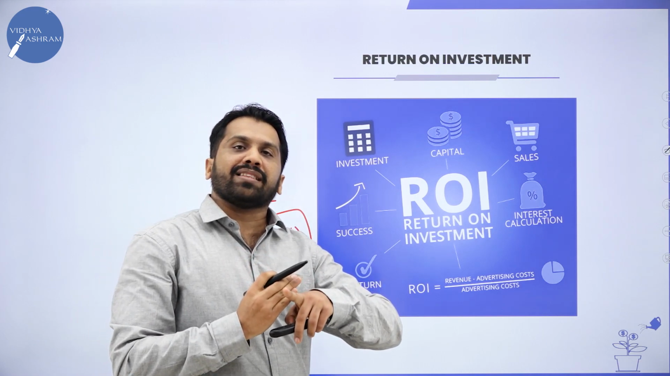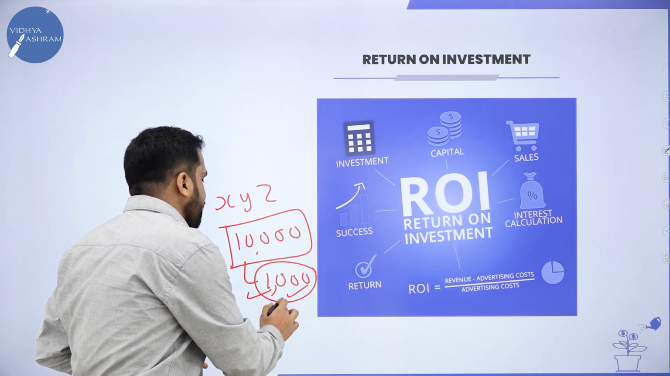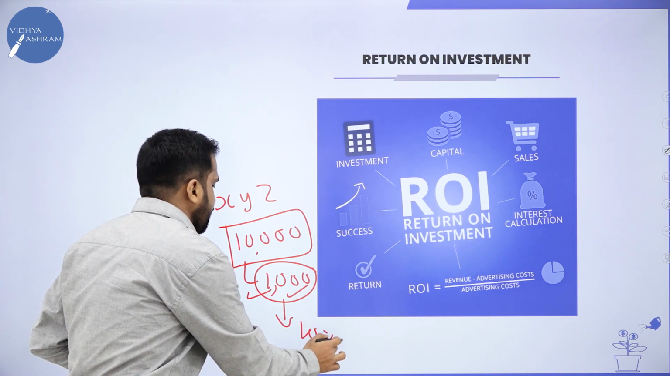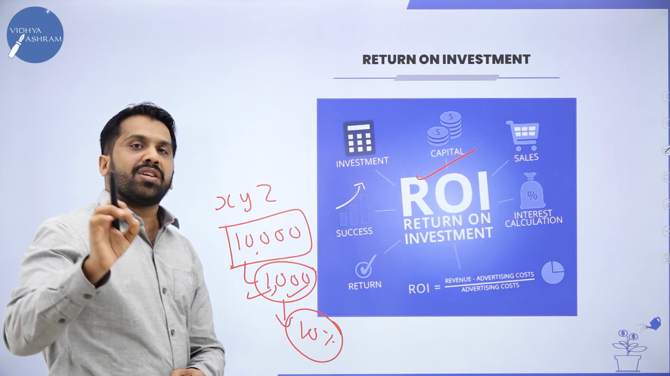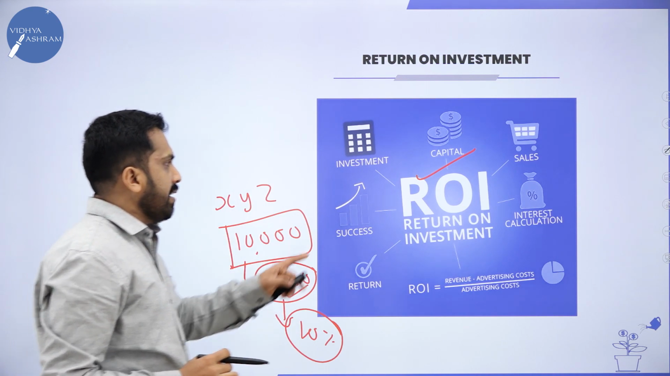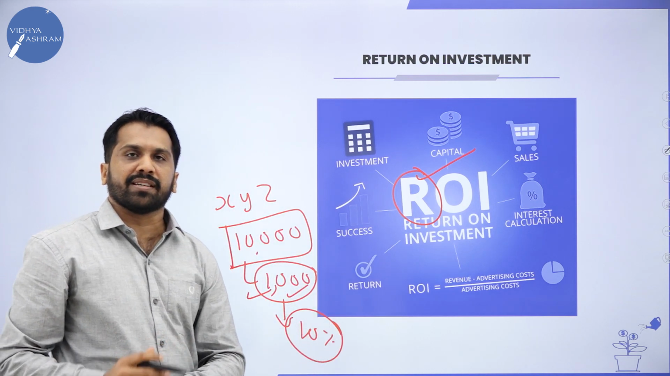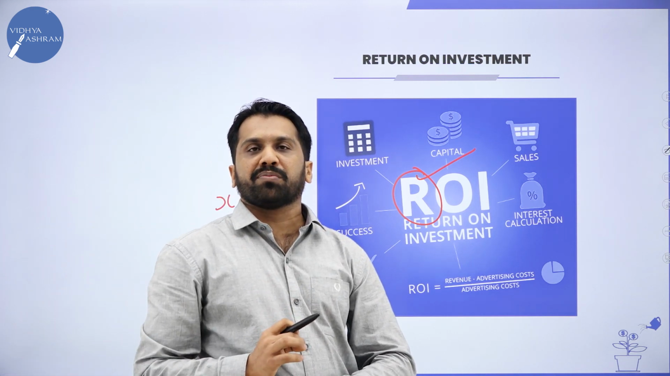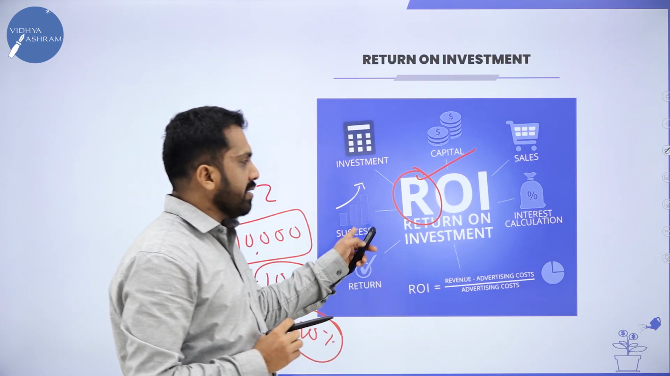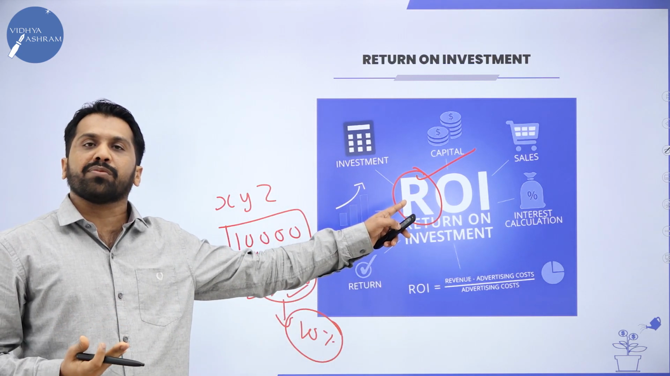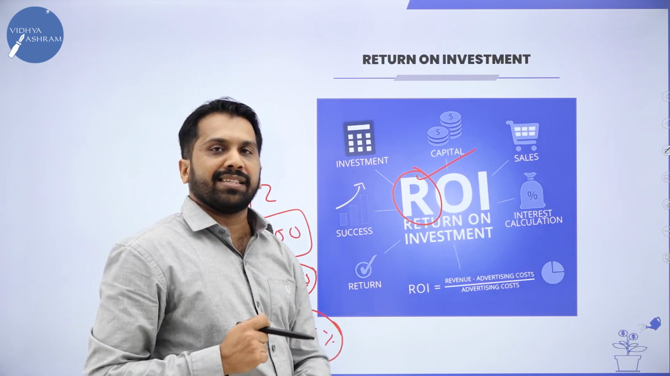So, out of your 10,000 investment, how much did you get? 1,000. What is your income? 10%. This is called return on investment. You have invested 10,000 and how much is your return? Your return is 1,000. Your return on investment is 10%. Clear? This is called return on investment, or ROI. On this, we'll do problems in the coming session.